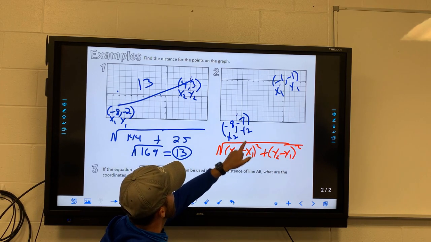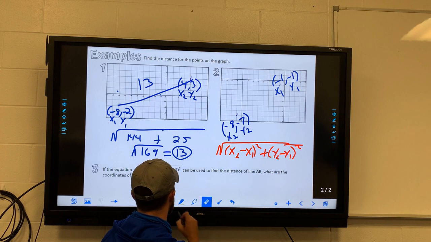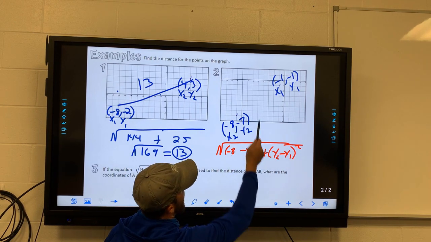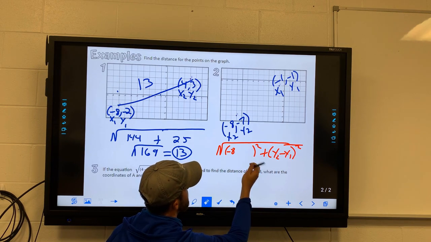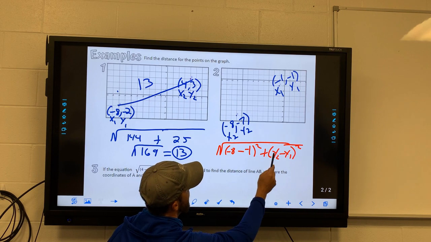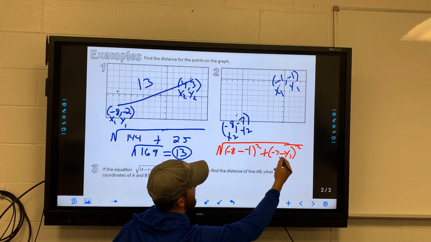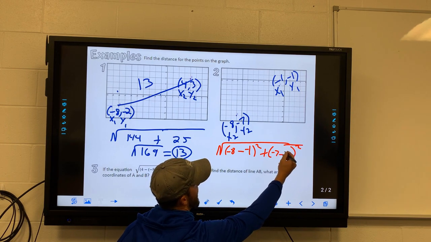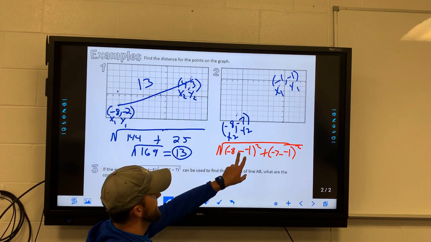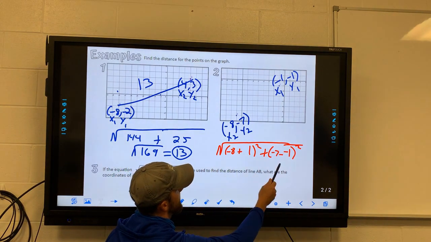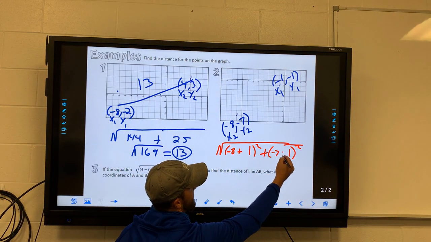So x2 here is going to be -8. So this right here is going to turn into -8. x1 up there is -1. So this is going to be minus -1. y2 over here is -7. And then y1 up there is -1. So I'm going to do minus -1. So again, double negative is going to turn into plus. So this is going to turn into plus. Double negative here is going to turn into plus.